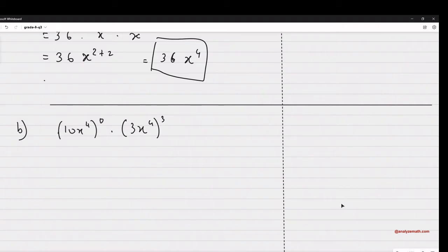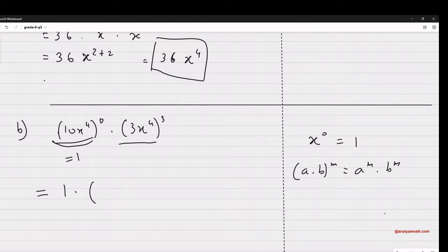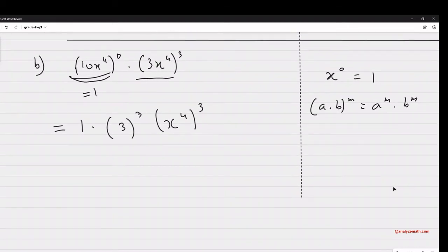Now let's go to part B. Now we note that this is to the power 0. Anything to the power 0, any number to the power 0 gives you 1. So all this here gives me 1. So 1 multiplied. Now here I'm going to use the rule again, (ab) to the power m, which gives me a^m, b^m. So it will be 3 to the power 3 (x^4) to the power 3. Now simplify 3 to the power 3. It's 3 times 3 times 3. That gives me 27.